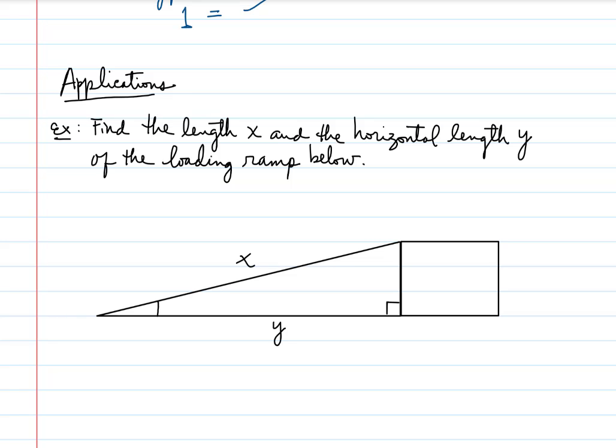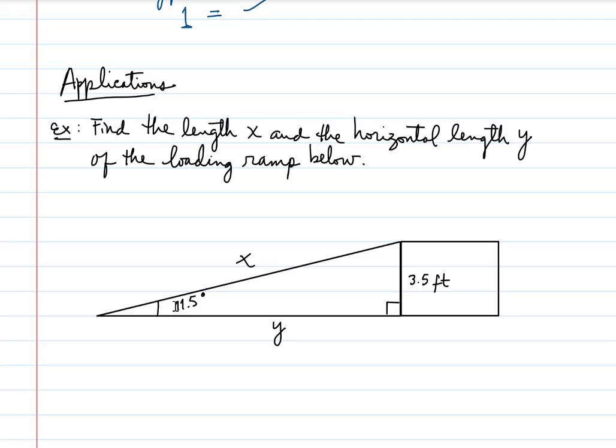Let's say we have a ramp here. We want to build a ramp, right? And let's say the height here is 3.5 feet. Okay, and let's say we're given this angle here as well. Let's say it's 11.5 degrees, right? And we want to find this x and this y here, where x is the length of the ramp and y is the horizontal length, right? From the tip of the ramp all the way to the base there.